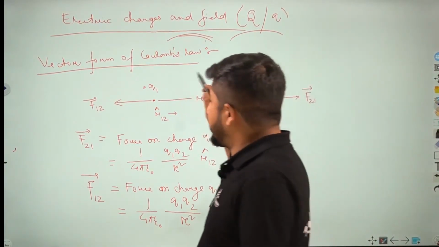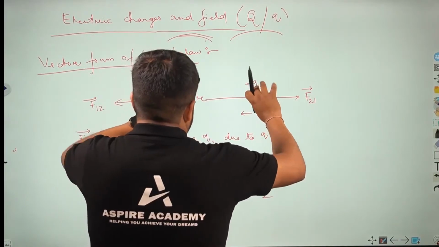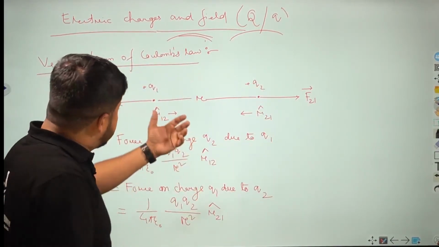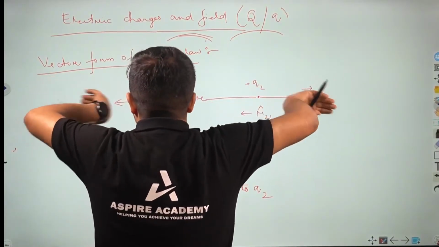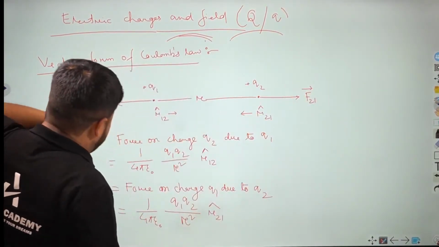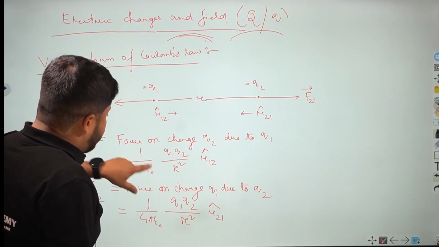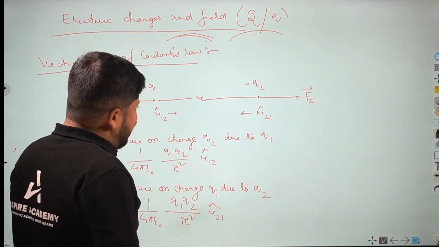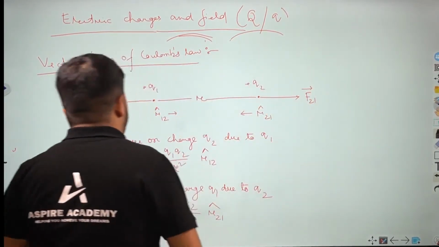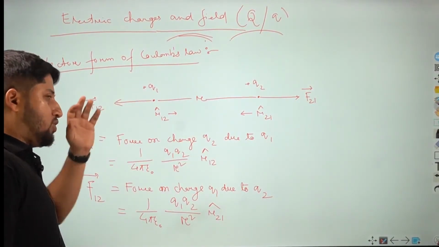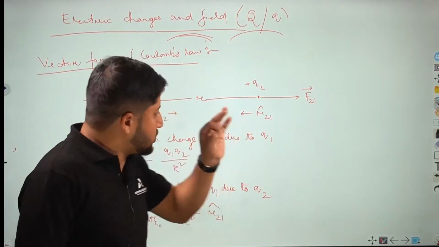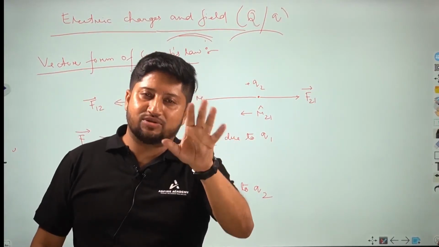Two charges are placed here. These two charges are both positive, so repulsion takes place and the force will be in this direction. This force F12 means the force on charge Q1 due to Q2, and F21 means the force on charge Q2 due to Q1. So first, what is a vector quantity? A vector quantity has both magnitude as well as direction.